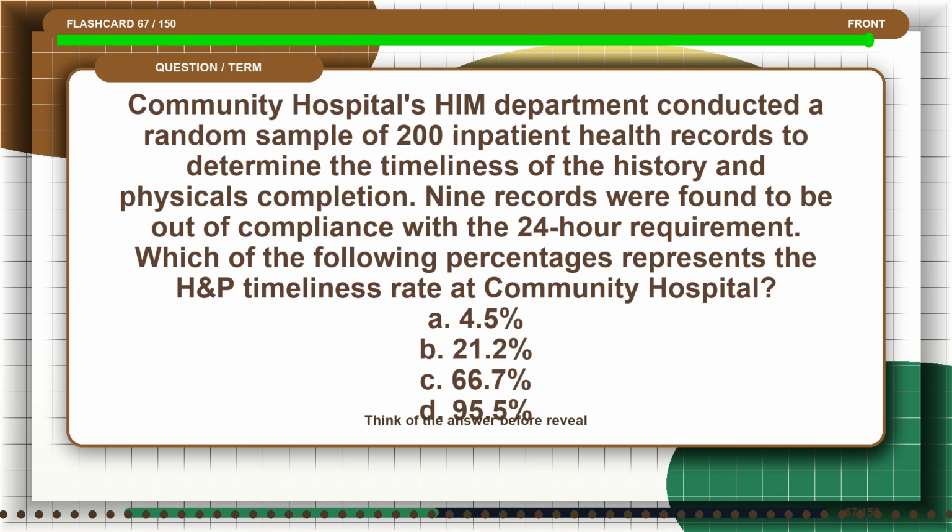Flashcard 67. Community Hospital's HIM department conducted a random sample of 200 inpatient health records to determine the timeliness of the history and physicals completion. 9 records were found to be out of compliance with the 24-hour requirement. Which of the following percentages represents the H&P timeliness rate at community hospital? A. 4.5%, B. 21.2%, C. 66.7%, D. 95.5%. Think of the answer before the reveal.